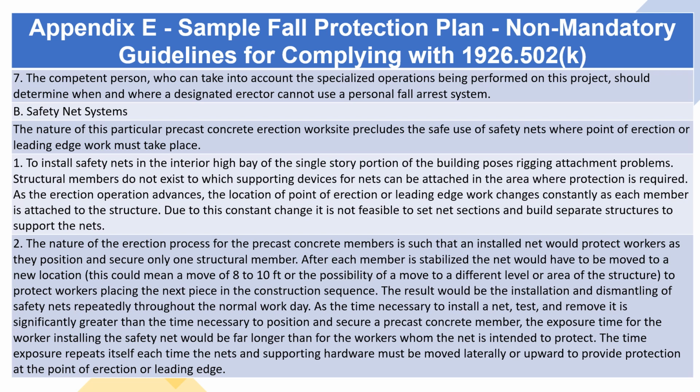After each member is stabilized, the net would have to be moved to a new location. This could mean a move of 8 to 10 feet or the possibility of a move to a different level or area of the structure, to protect workers placing the next piece in the construction sequence. The result would be the installation and dismantling of safety nets repeatedly throughout the normal workday.